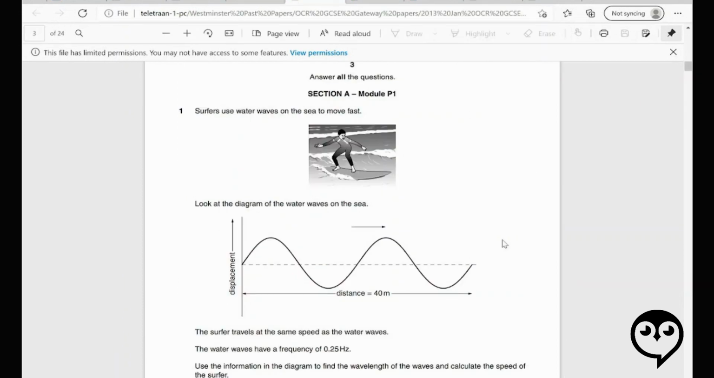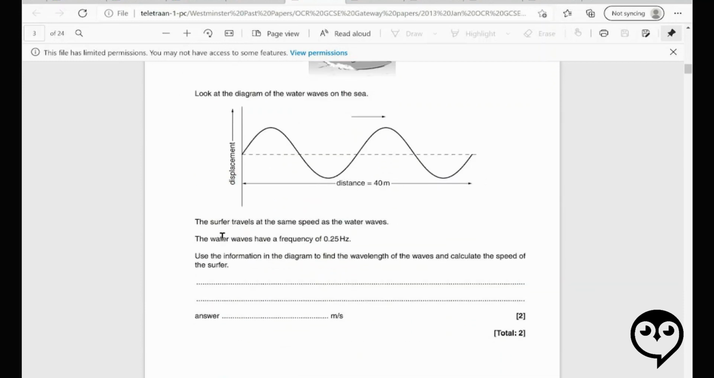Okay, and I've got a January 2013 specimen paper here from OCR. Real quick question. We've got a diagram of some waves. Use the information to find the wavelength of the waves and calculate the speed of the surfer. Well, the wavelength to me looks like 2 wavelengths for 40, so the wavelength is 20 meters. And the frequency they tell you is a quarter. So 0.25 times 20 is going to give us a wave speed here of 5 meters per second. I don't have a mark scheme, so we'll move on.